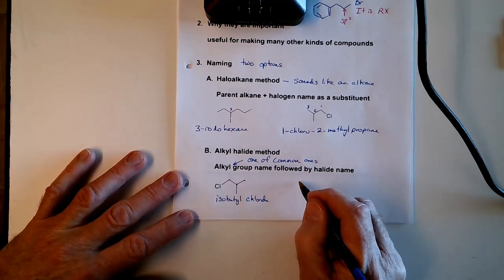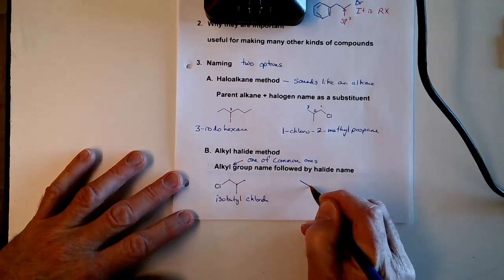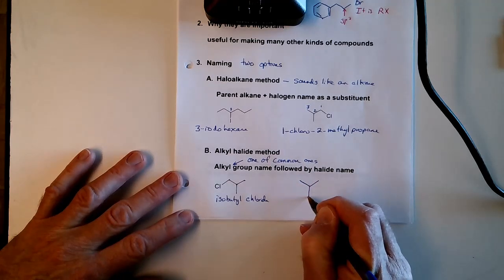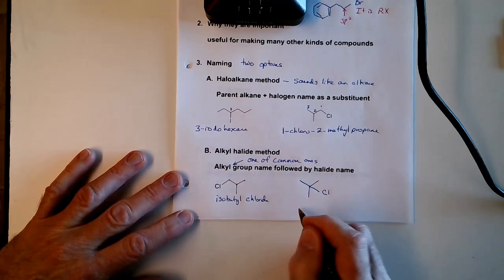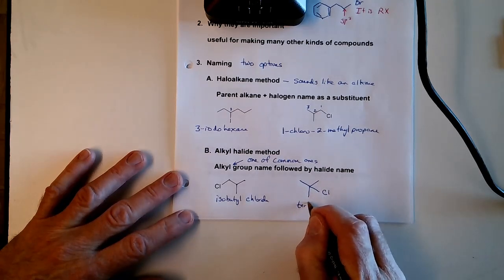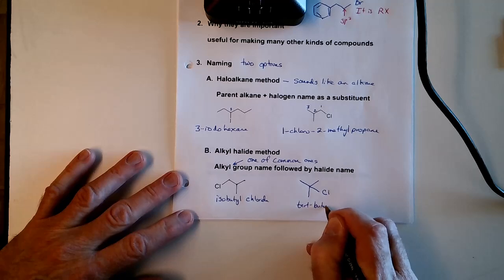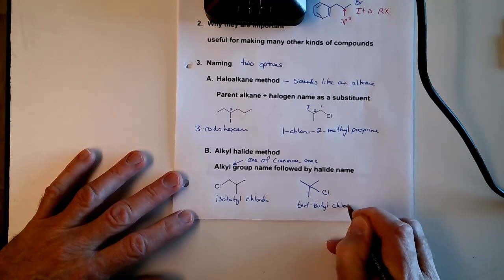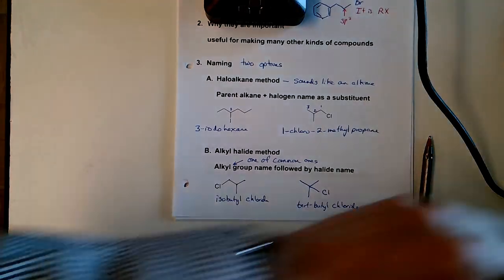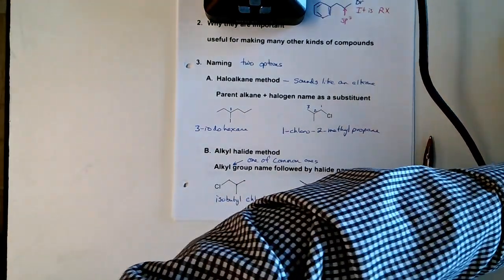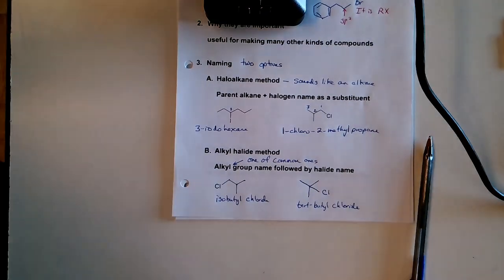Just for comparison, here's one sketched out to be the same carbon framework, but chlorine is here, and that one would be tert-butyl chloride. Okay, if you can do that level of examples, that's all the naming that we need to do in this class, and we will call it done with naming.